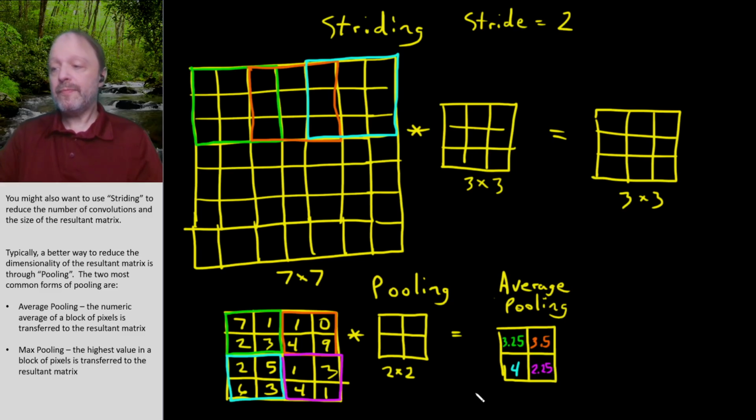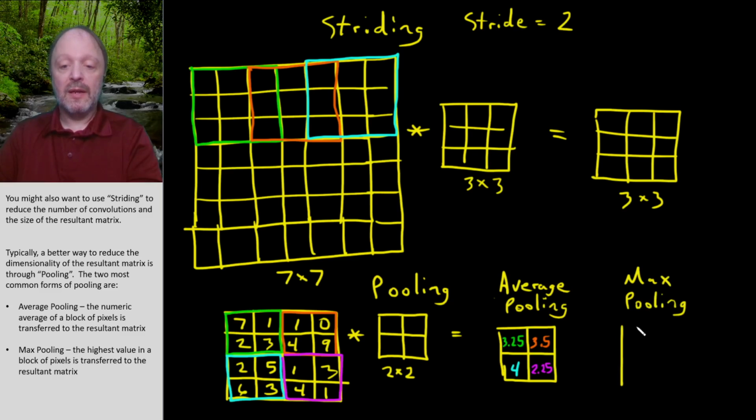All right. So that's average pooling. The other type of pooling is called max pooling. Now max pooling just looks at the four numbers and it copies over the largest one. So out of this initial block here, the 7 is the largest. This block, the 9 is the largest. This block down here, the 6 is the largest. And over here, the 4 is the largest.